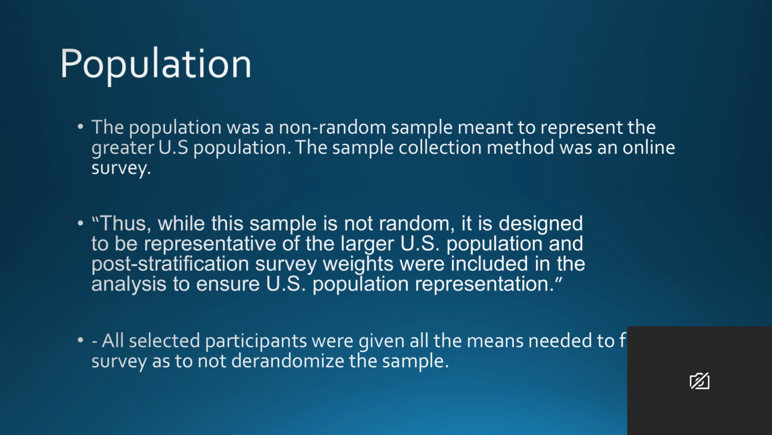And all selected participants were given all means needed to fill out the survey as to not de-randomize the sample. So people who don't have computers, for example, were given computers to do the survey. That way, no one from lower income classes would be excluded from the survey. It was just a measure to make things more representative of everybody in the country.